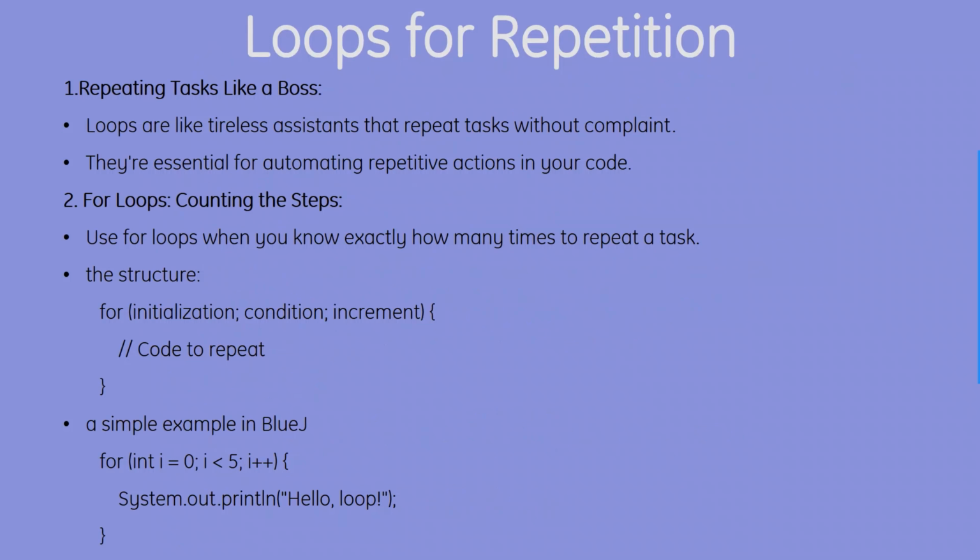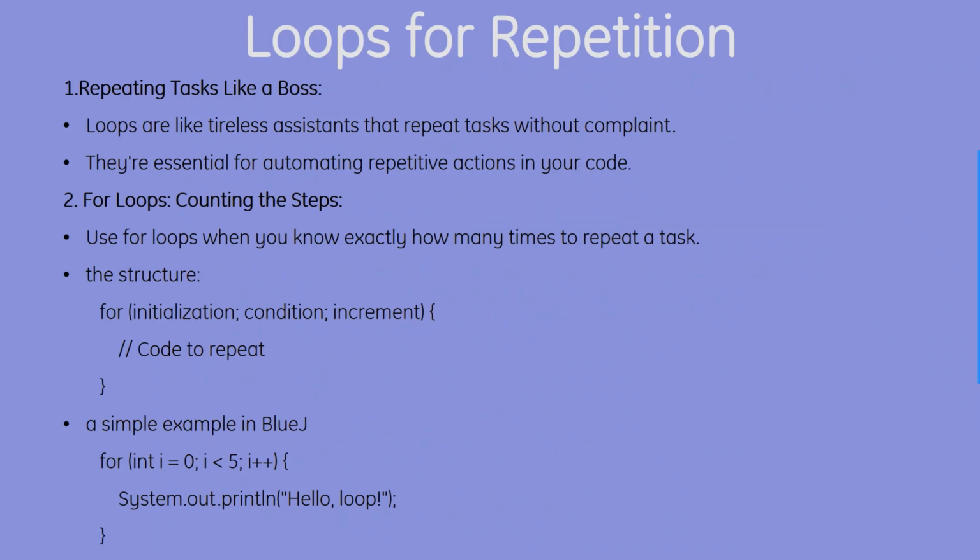For loops: counting steps. We use loops when you know exactly how many times to repeat a task. Suppose the structure is for, then there is a condition and the code to repeat, and then a closing brace. Until the condition is true, it will execute the code. Once the condition fails, the loop stops.